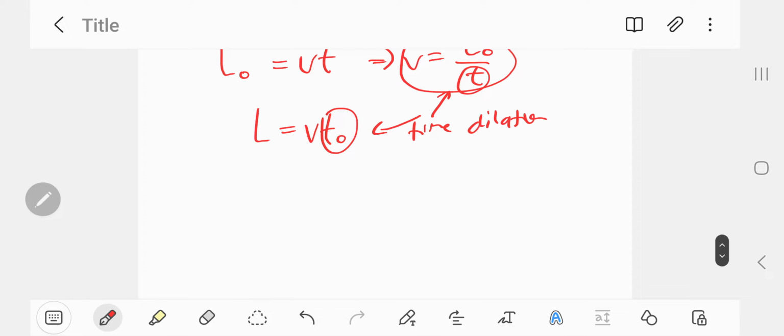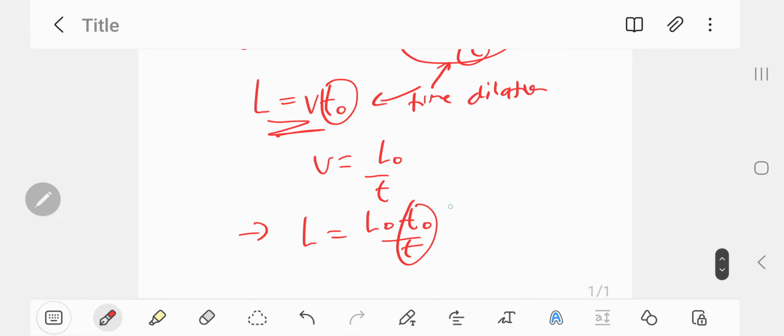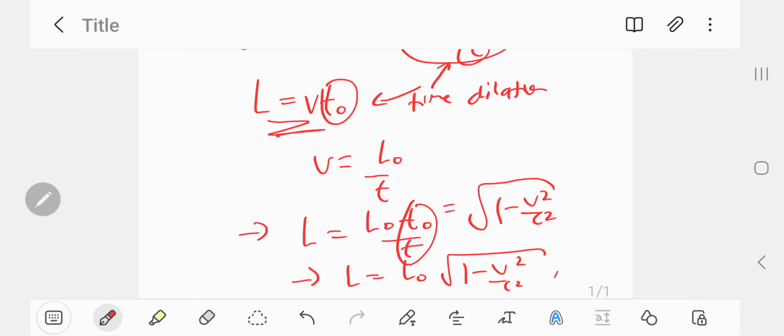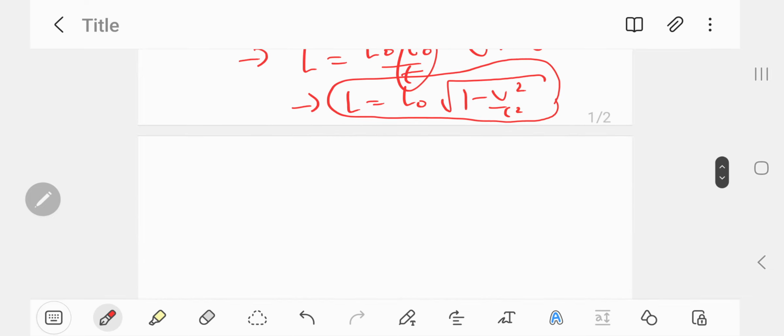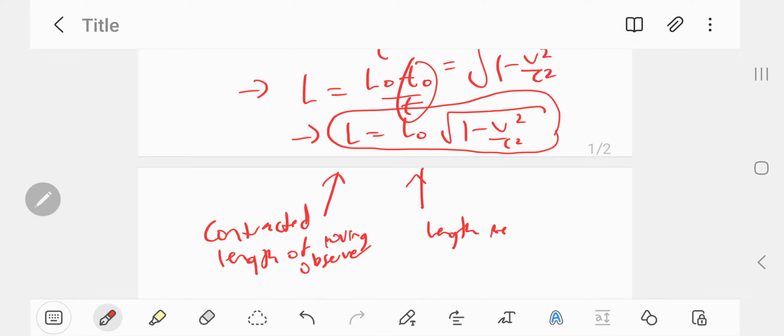But since V is equal to L sub naught over T from above, we can rewrite L as L sub naught T sub naught over T. And since T sub naught over T is equal to the square root of 1 minus V squared over C squared, by rearranging the time dilation formula, we find that L is equal to L sub naught times the square root of 1 minus V squared over C squared. And this is the length contraction formula, where L is the contracted length of the moving object, and L sub naught is the length for the observer at rest on Earth.